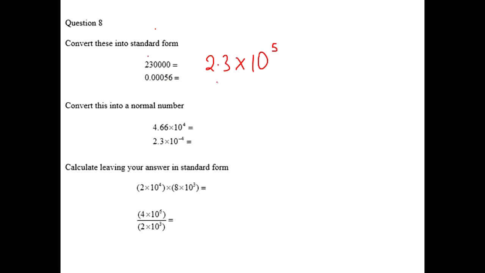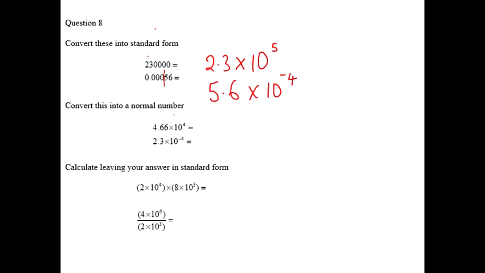This next one, we'll use 5.6 as our number between 1 and 10 times 10 to the power, and we know this one's going to be negative because it's a small number. And what we do is count all of the numbers before the first digit that we see, not including these zeros. So there are 4 zeros, so it's negative 4.